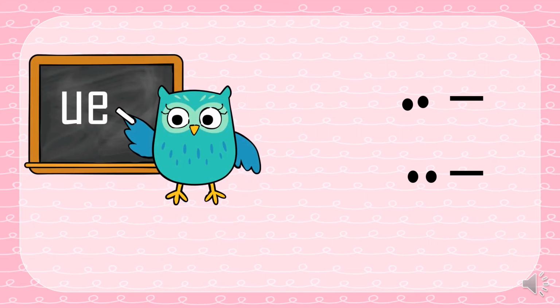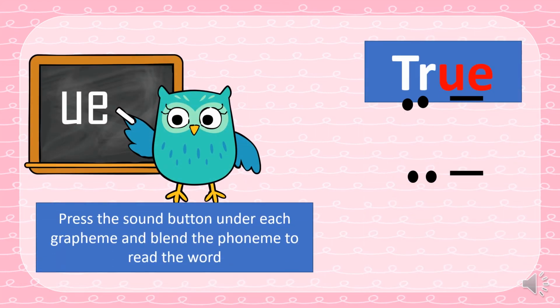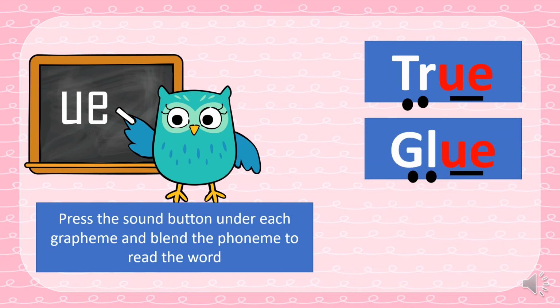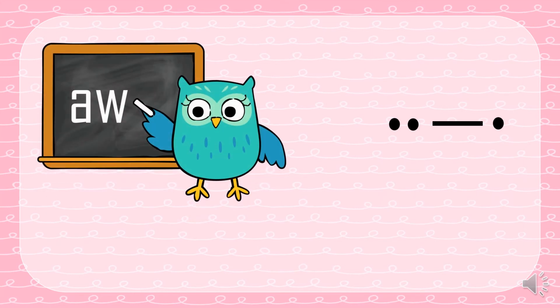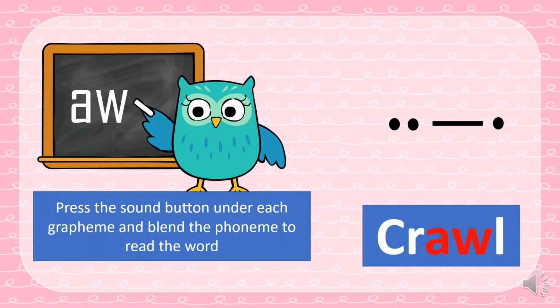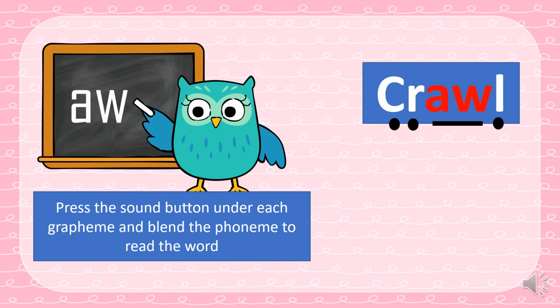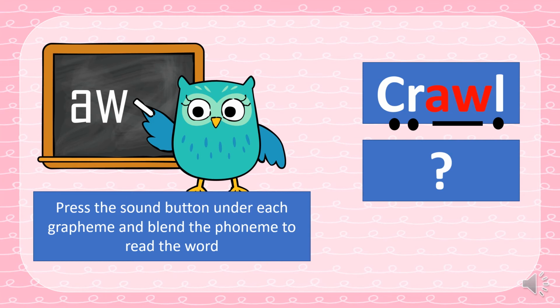Secondly, we have the oo sound. True, tr-oo, true. And I like to stick things together with glu-oo, glue. Again, not an easy one to find examples of, so can you find one more example? Our next sound is the or sound. So we have cr, or, crawl, crawl. Again, a tricky one. Can you think of another example with a digraph, AW, or sound?